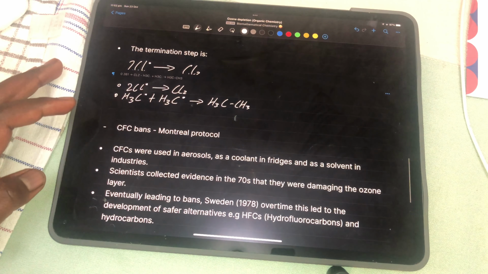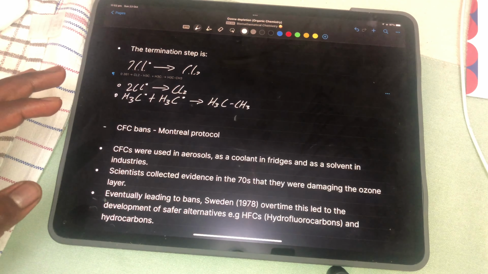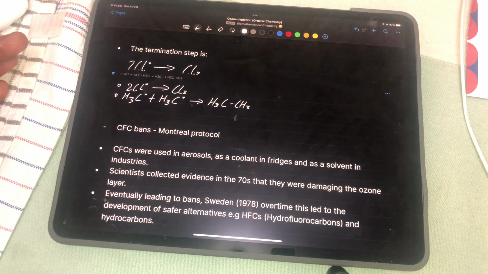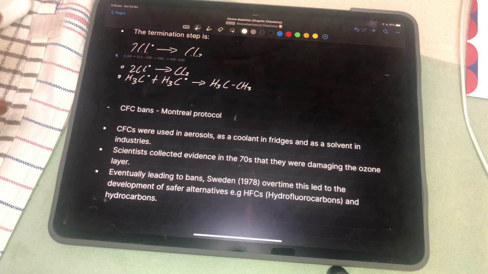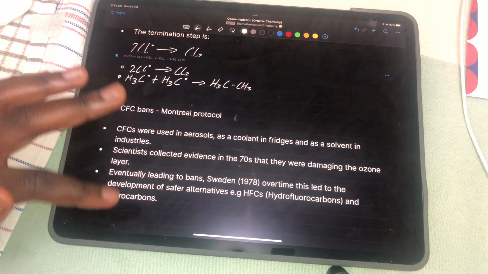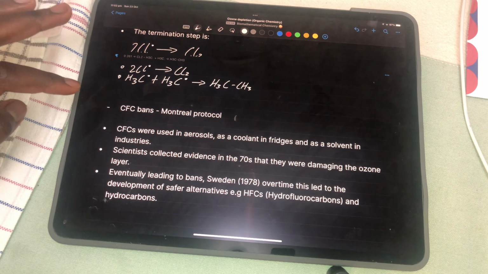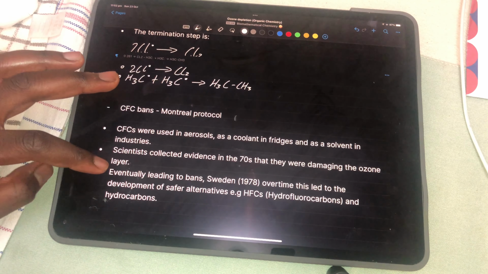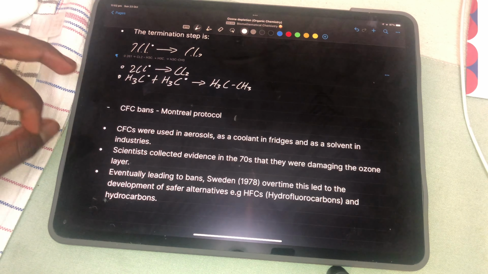So you have to understand why CFCs are just bad. CFCs were used in aerosols, as coolants in fridges and as solvents in industry. Science collected evidence in the 70s that they were damaging the ozone layer, and this eventually led to bans beginning with Sweden in 1978 and the development of safe alternatives like HFCs. You don't really need to know this, but it gives a bit of context. So there are safer alternatives to CFCs nowadays to prevent ozone depletion.